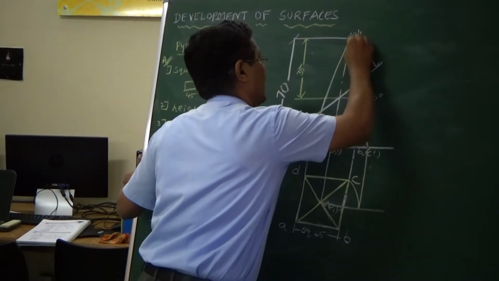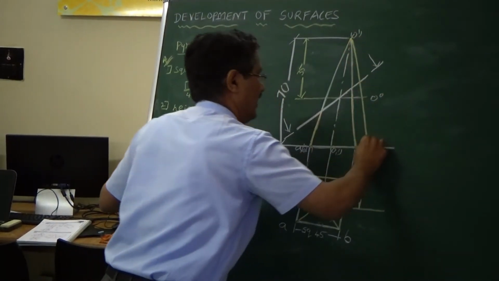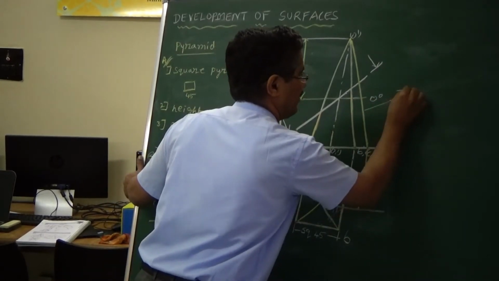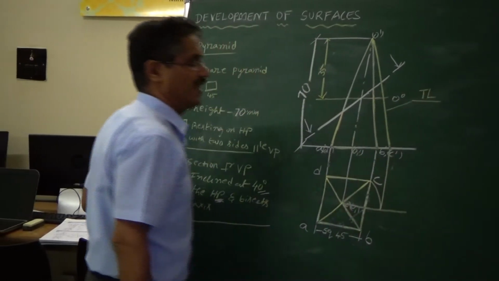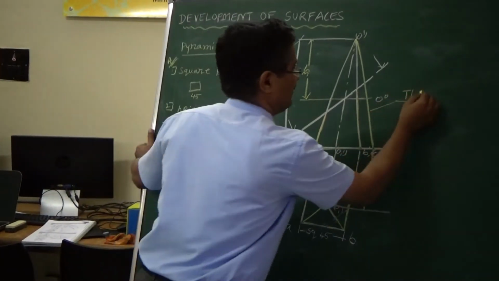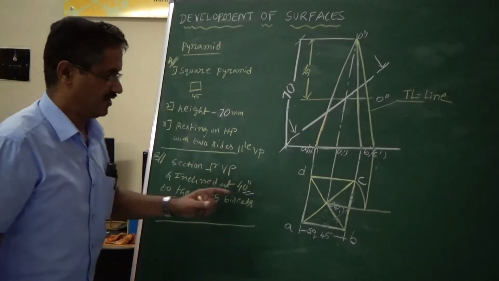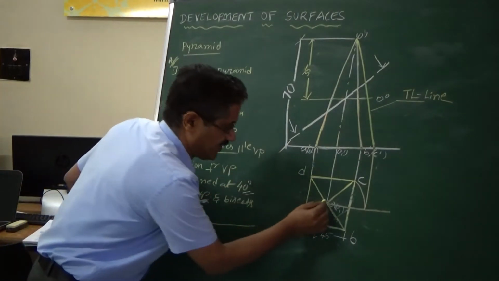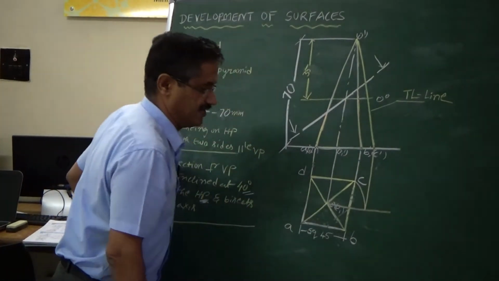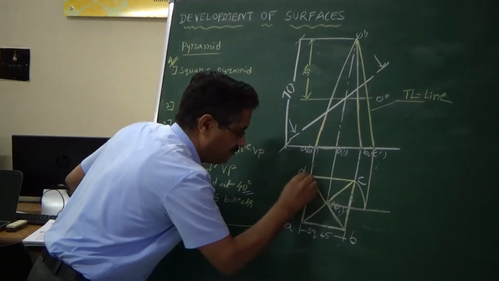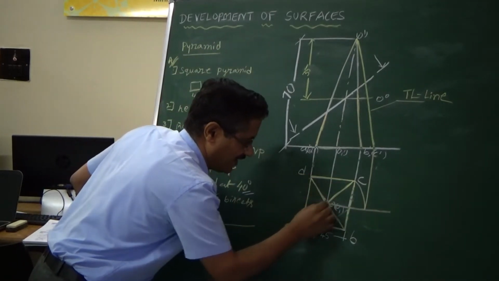If you join this line and this line, we call this line the true length line. This line is referred to as TL, true length line. So this is very, very important. In case of pyramids, you have to check. What is the condition of checking? Check whether any one of these slant edges is parallel. So in this case, all the four are not in parallel condition.